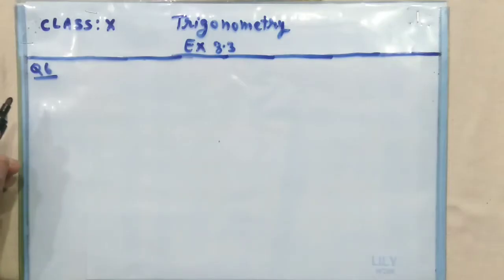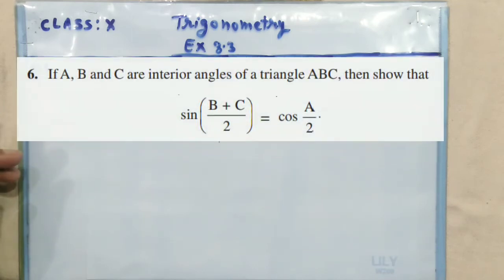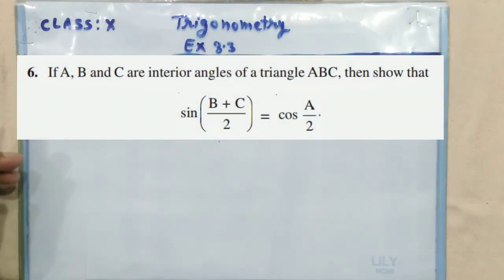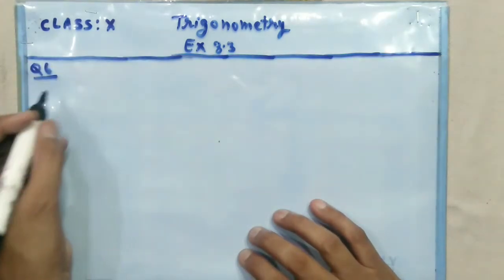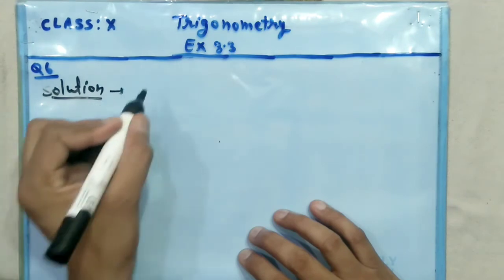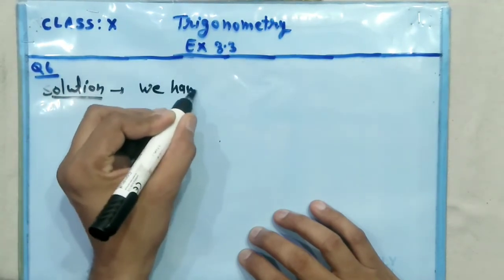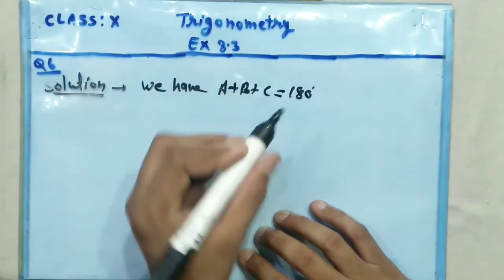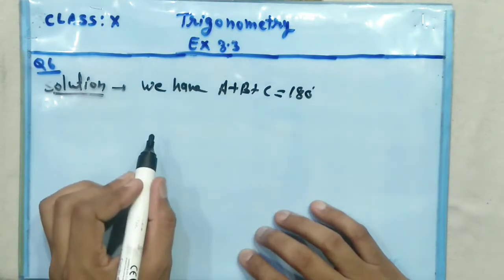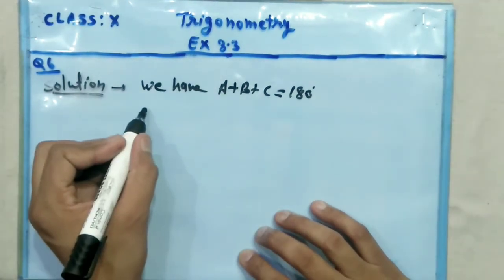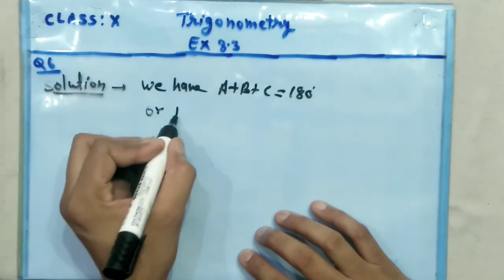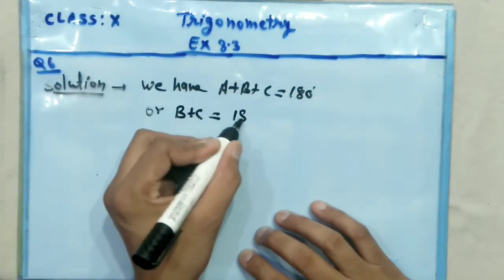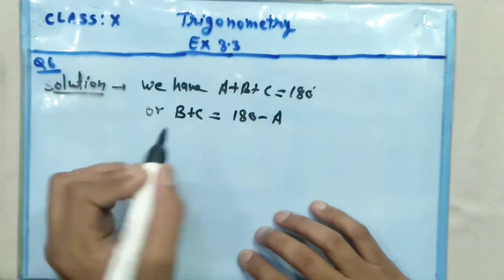Question number 6 from exercise 8.3. The question is: show that if A, B and C are interior angles of a triangle ABC, then sine of B plus C upon 2 is equals to cos A by 2. So we have the solution. We have A plus B plus C is equals to 180 degree. Angle sum property: the sum of the three angles of a triangle is 180 degree. Now you can see B plus C is equals to 180 degree minus A.